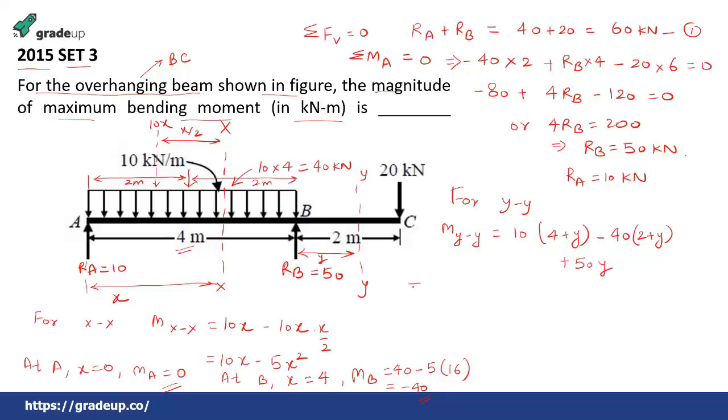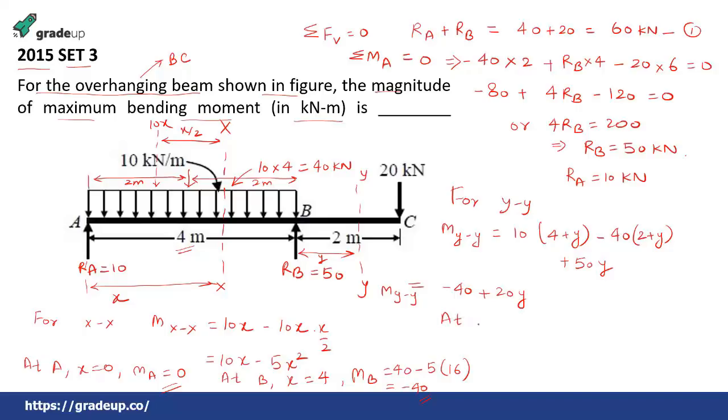So this will be simplified as 40 minus 80, that is minus 40, 10y minus 40y plus 50y. So 50 plus 10 is 60, 60 minus 40 is 20. So plus 20y. This is the moment at section y.